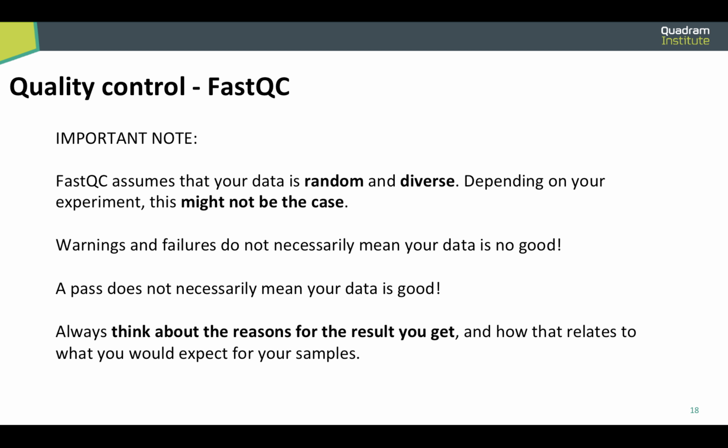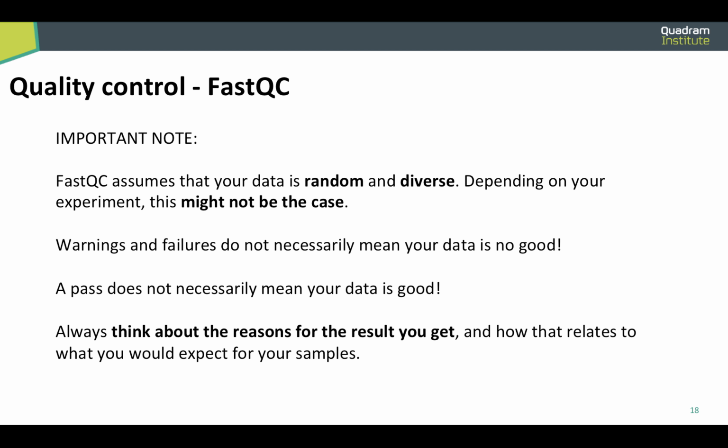So before we have a little look at the data that you get out of it, it's worth just noting, as I said before, FastQC assumes your data is going to be random and diverse. And depending on your experiment, this might not be the case. So you're very likely actually to get some sort of warning or failure in at least one of the analyses that you do. It doesn't necessarily mean that your data is no good. It might actually be exactly what you expect, but it's not what FastQC expects. So it might give you a false warning occasionally. Of course, sometimes it'll warn you for good reason.